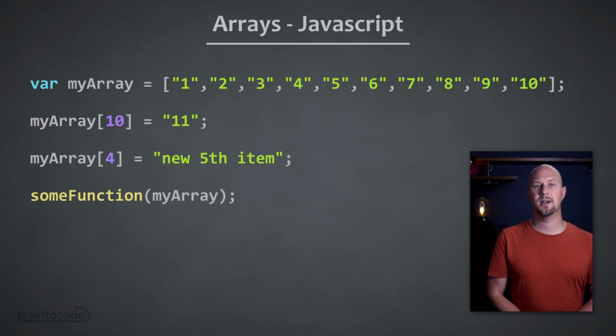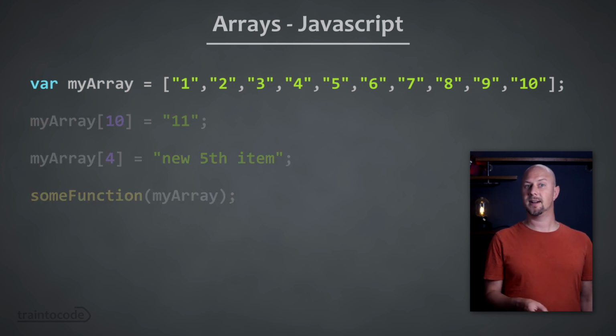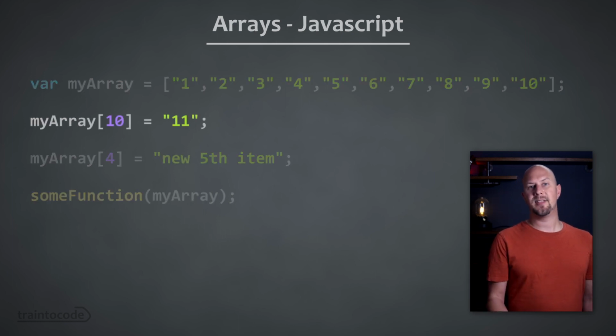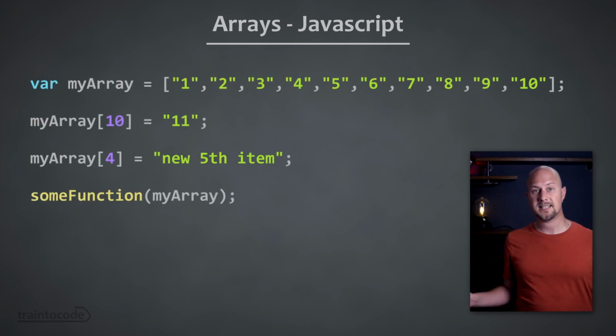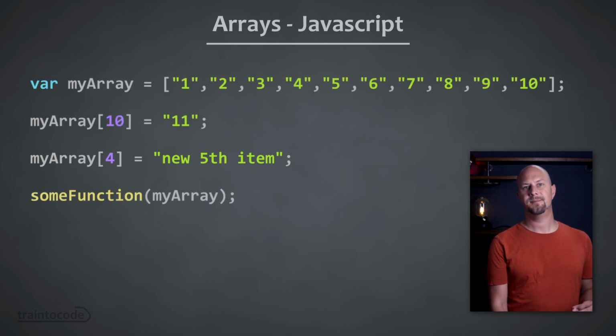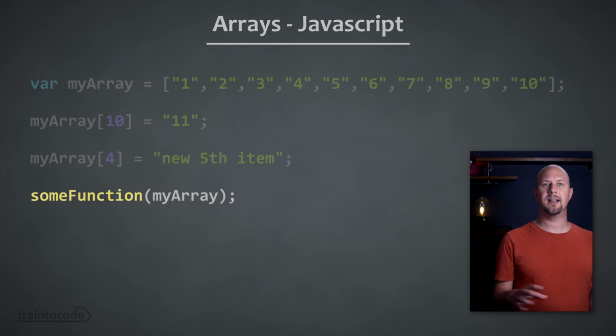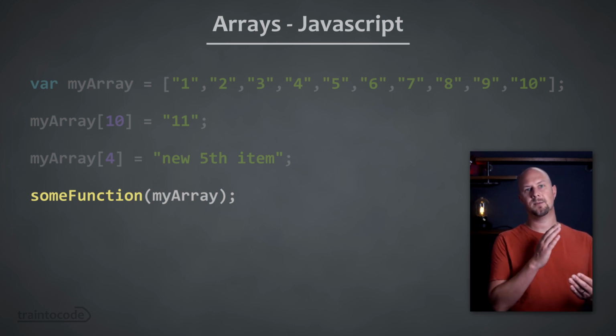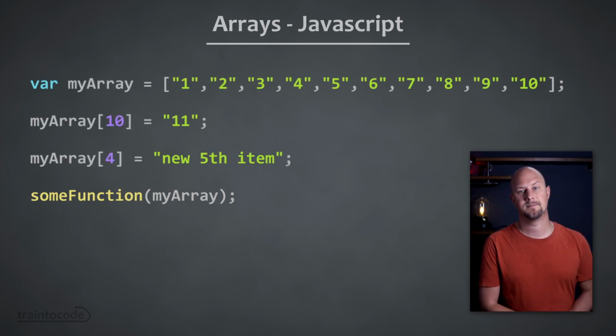This is some JavaScript code that represents the same two operations. Here we have an array with 10 items, just like our bottles on the wall. And then we're adding an 11th item to the end. On this line, we're replacing the 5th item with a new string value. You can then pass the whole array around your code and access these items wherever you need them by index.